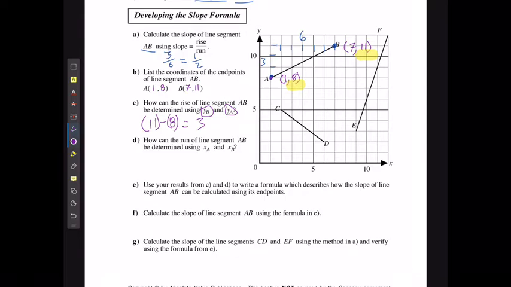How can I figure out the run? Well, once again, it's going to be how much did it change, so I'm going to take the x value at B, 7, minus the x value at A, which is 1, and it had a change of 6, which also matches the information that I have here when I did the rise and the run.